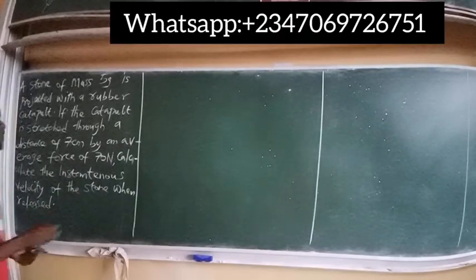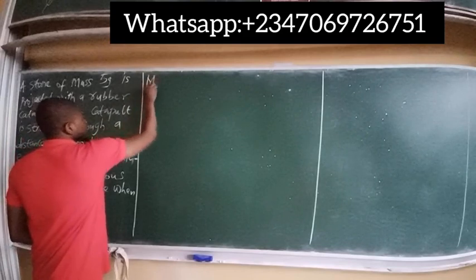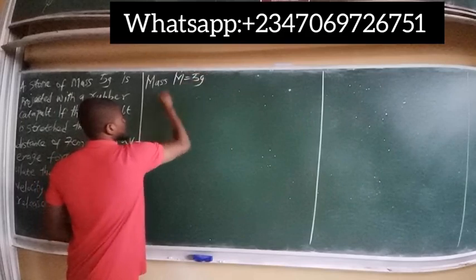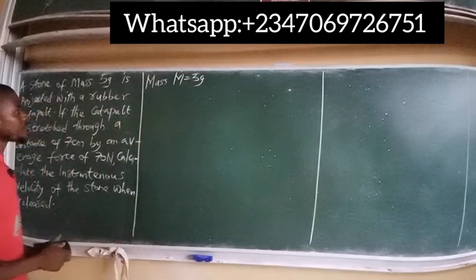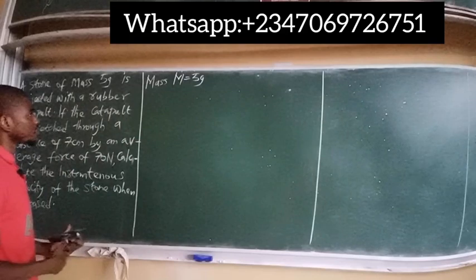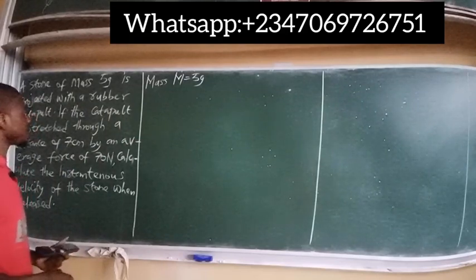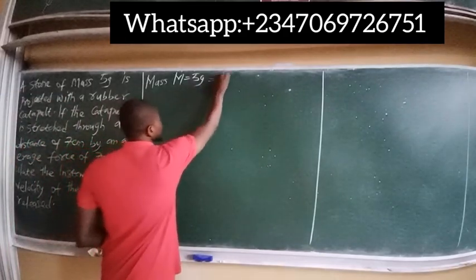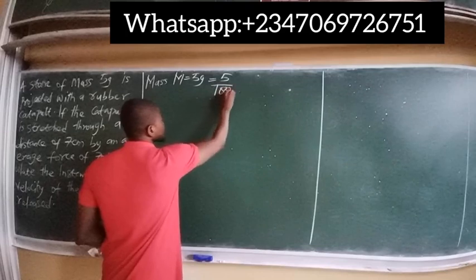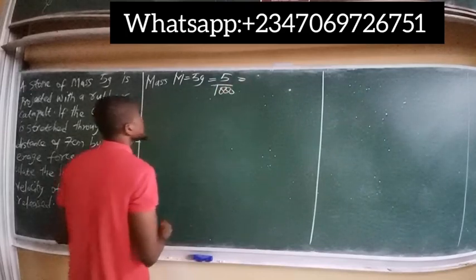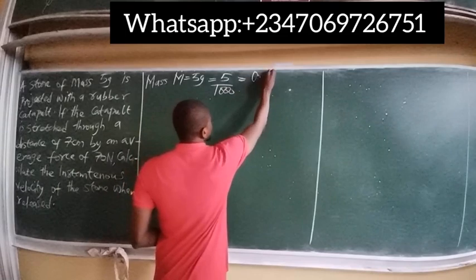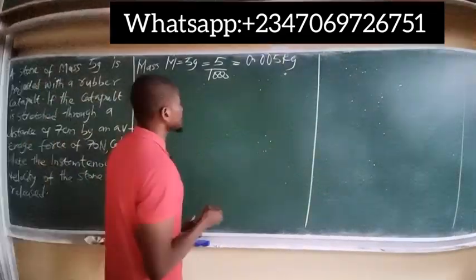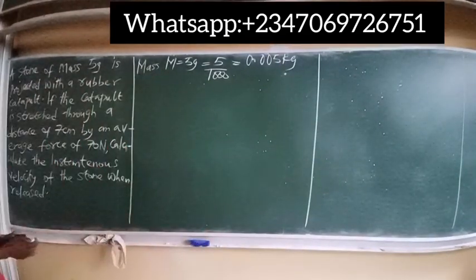We have that a stone of mass, so mass was given as m equals 5 grams. Of course, we need to convert grams to kilograms, simply by dividing by 1000. So we simply have 5 all over 1000, and that will give us 0.005 in kilograms.